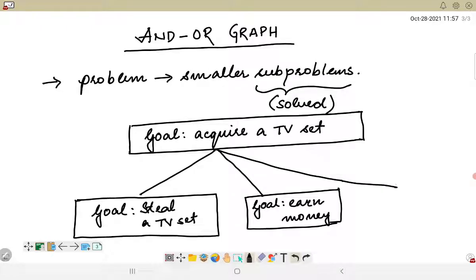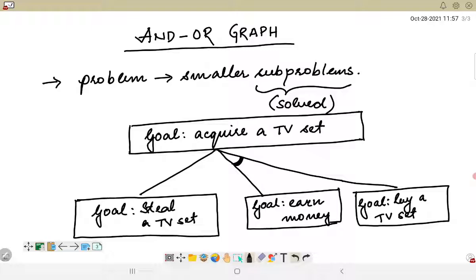and after that, what will be the next possible step that I have to take in order to acquire it? I have to buy a TV set. So since these two form the necessary conditions, okay, both of these are working together. That means in order to buy a TV set, I have to earn money. So these two arcs or these two steps will be working in collaboration with each other. That means earn some money and buy a TV set.